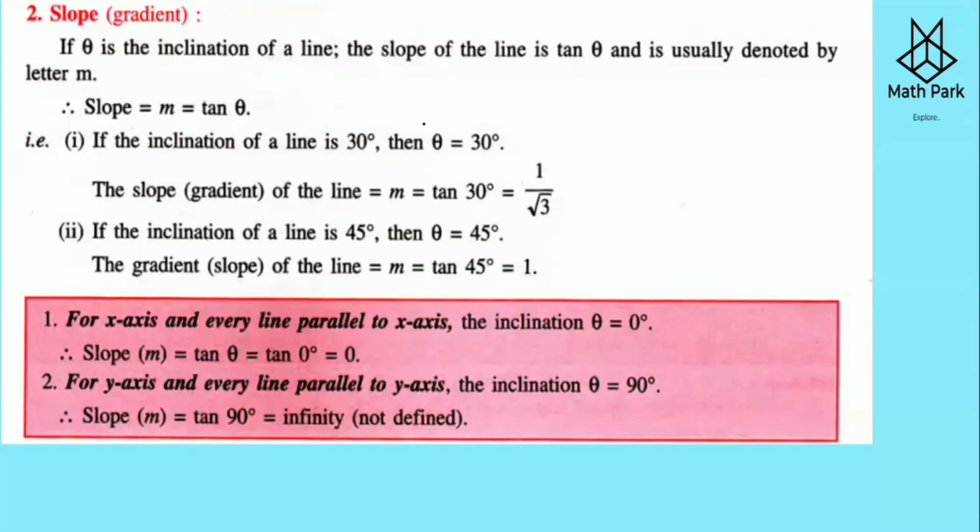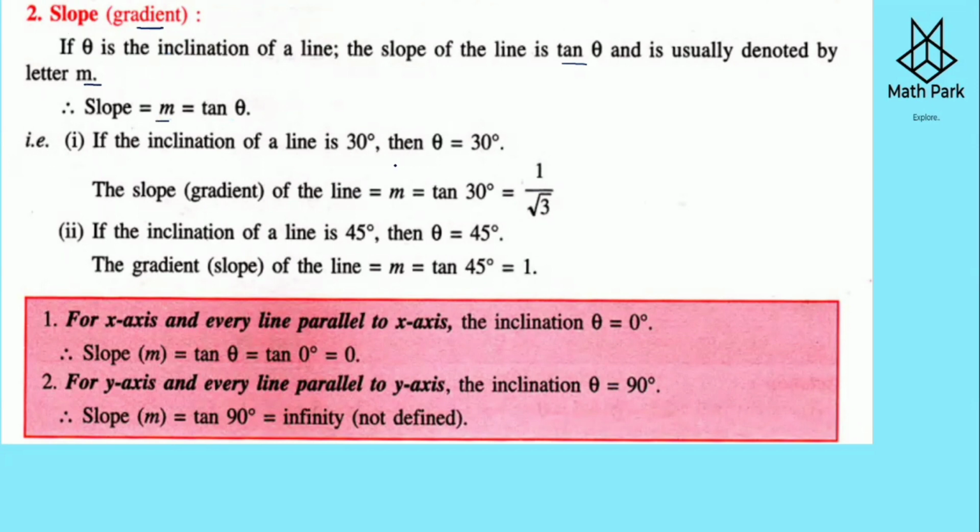Got it? Let us understand what is the slope or gradient. If theta is the inclination of a line, the slope of the line is tan theta. That is how steep the line is, called the slope. The slope of the line is tan theta and is usually denoted by the letter m.